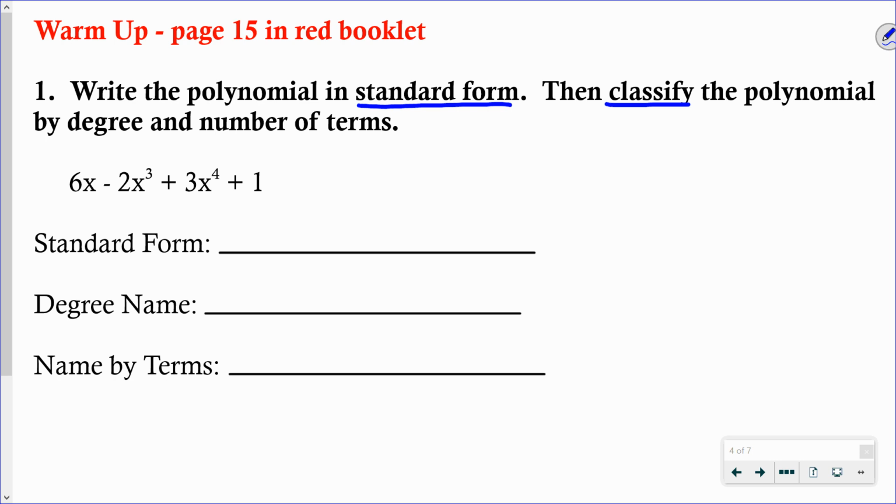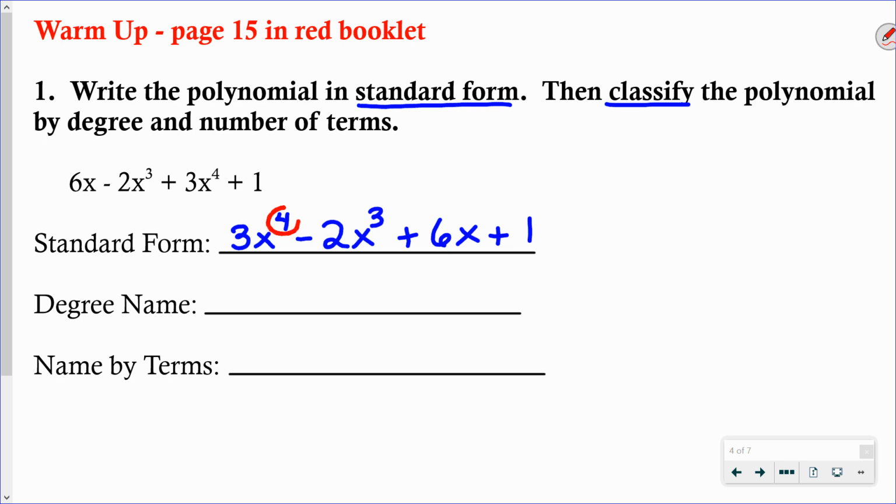So standard form means highest degree to lowest degree. We take all the signs that are in front of the terms. Remember, they're attached. So standard form would look like this: 3x to the fourth minus 2x to the third plus 6x plus 1. Now the degree name means I have to look for the term with the highest degree.